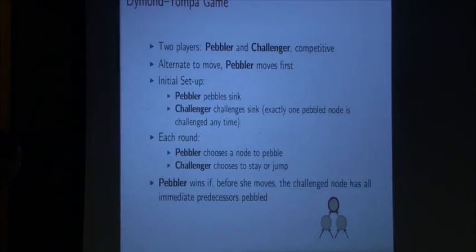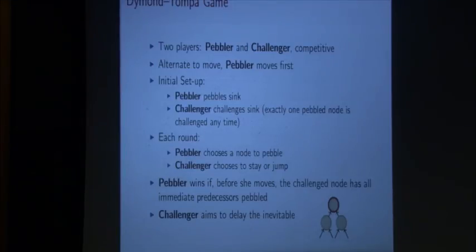Okay. And Pebbler wins if, before she moves, the challenged node has all immediate predecessors pebbled. This is the configuration that makes this the end of the game. So it's not hard to see that Pebbler will always win if she keeps pebbling every node in the graph. And the Challenger can, at best, delay the inevitable. And the number of pebbles that the Pebbler needs to force a win against any Challenger will be the Pebble cost of this game. Okay. This is the Diamond-Thomas Pebble game.